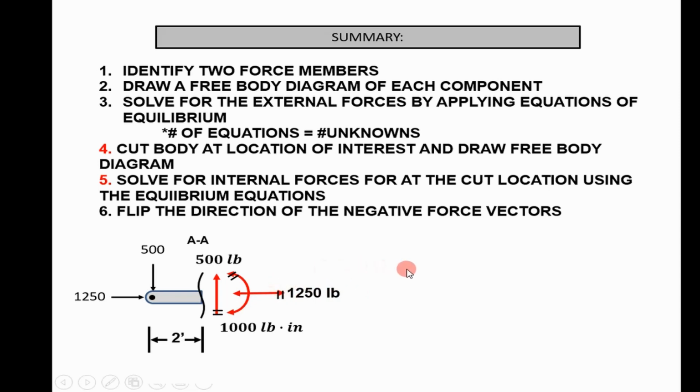Now it's in compression. So in summary, we applied 6 steps to solve for the internal forces at the location of interest using the cut method. These first 3 steps are steps we've seen before. Identify the 2 force members, draw a free body diagram of each component, solve for the external forces. And then these are the additional steps we added in this video. It's to cut the body at the location of interest and draw the free body diagram, taking into account that you need a shear, bending, and normal force at each location you cut. And so that's the key point. And then you want to solve for the internal forces at the cut location using the equilibrium equations. And then finally, flip the negative force vectors.